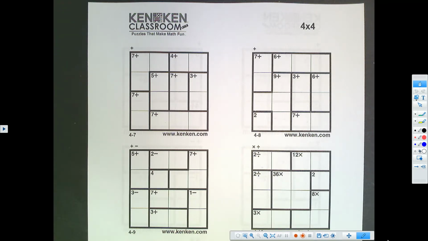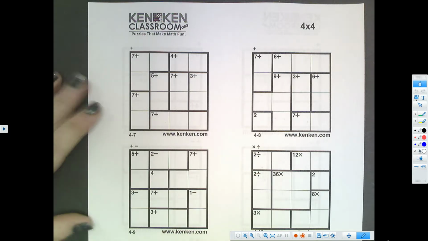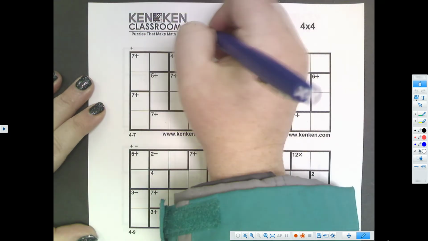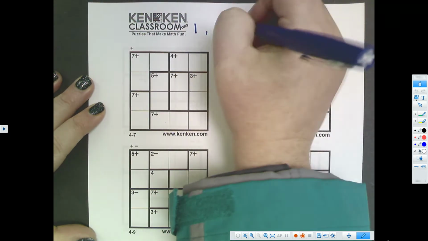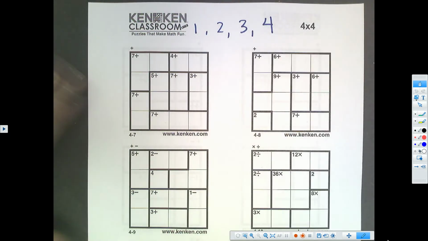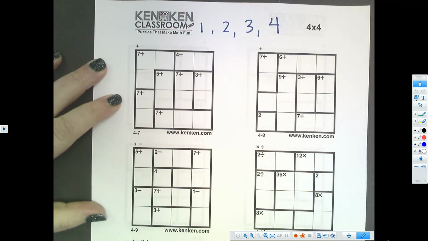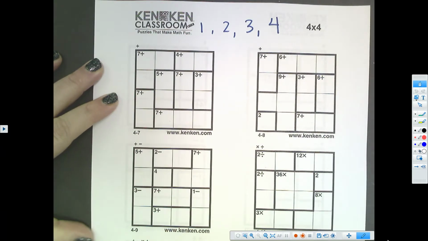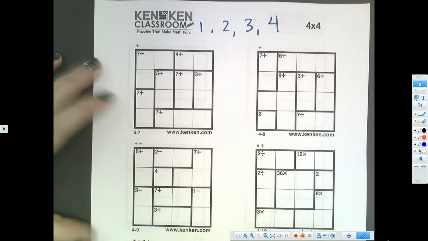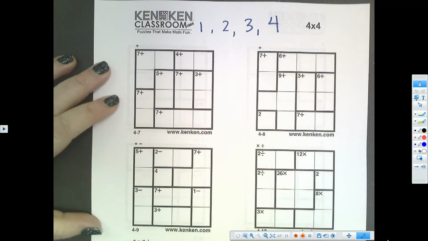All right, so in this video, we're going to look at 4x4 KenKens, which are a little bit harder than the 3x3s because now we get the numbers 1, 2, 3, and 4. So there are some more options for some of the boxes. Looking at the addition, this first box, they didn't give us any boxes where we know the numbers, so we kind of just have to start filling in our options.